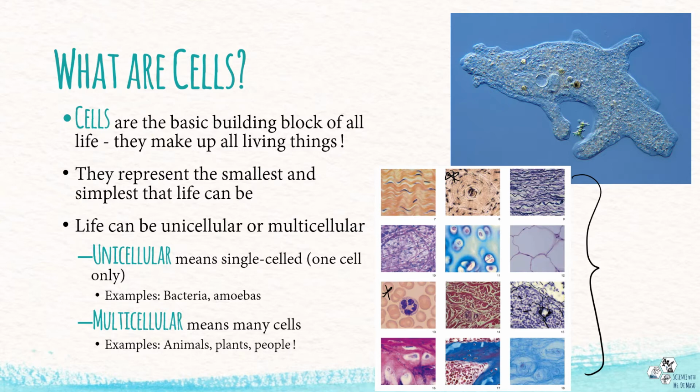Then up in the top here you have an amoeba. This is one single cell. It may have a funky shape, but it's just one cell. So this is unicellular, and these would be the parts of a multicellular organism, the tissues that are making up the multicellular organism. And you can see all the different cells within these tissues.